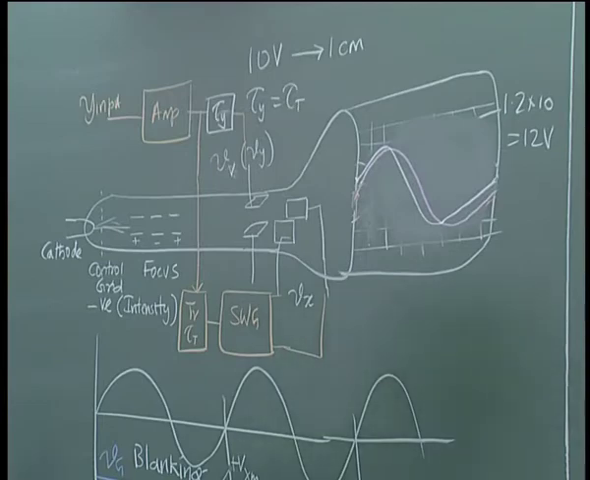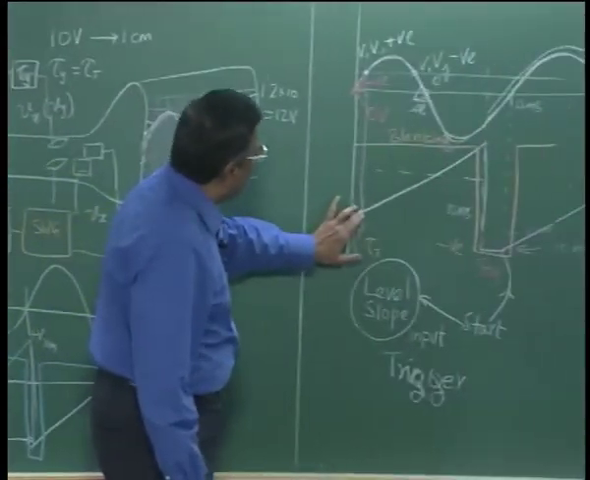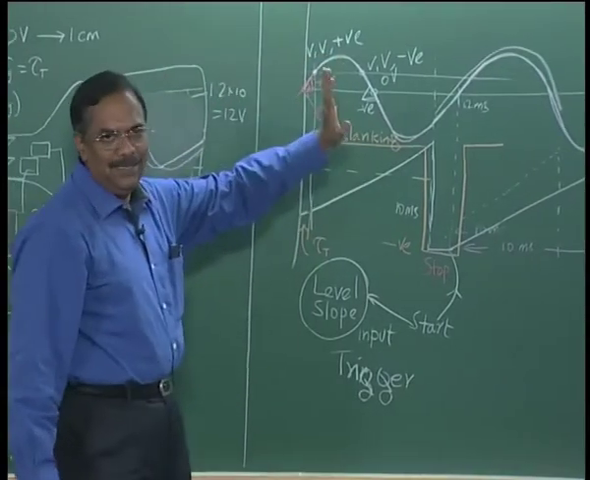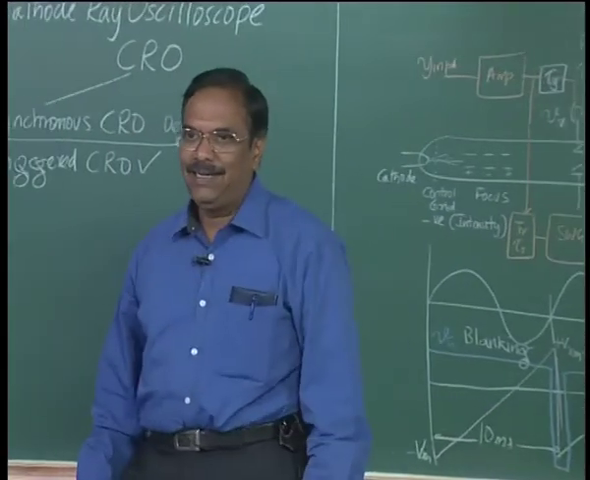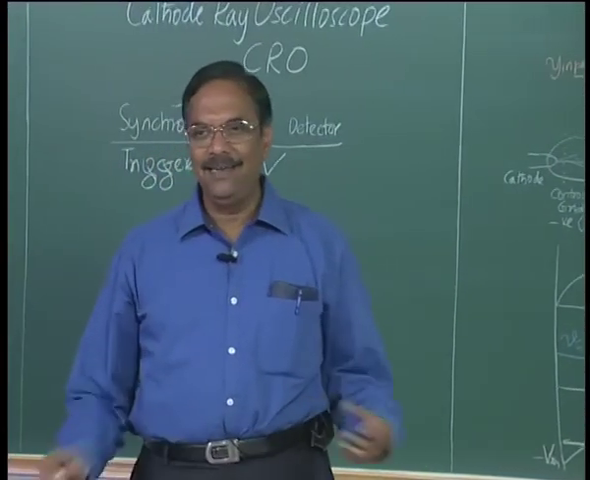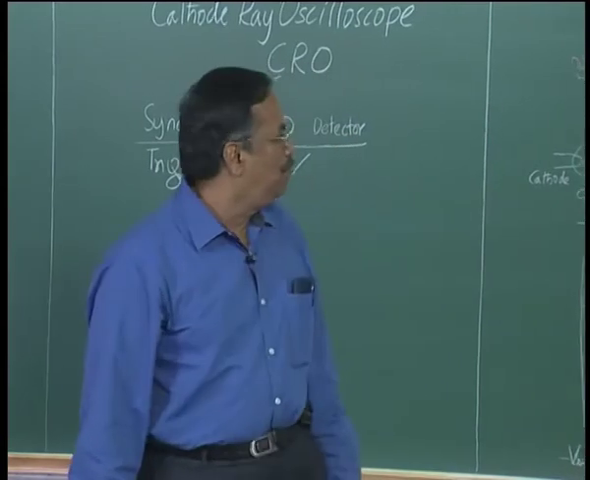So, once I delay this signal, then my sawtooth is delayed, but my Y input is also delayed by the same amount. So, they are synchronized, right. I will not have any error in my measurement on the time axis, right.